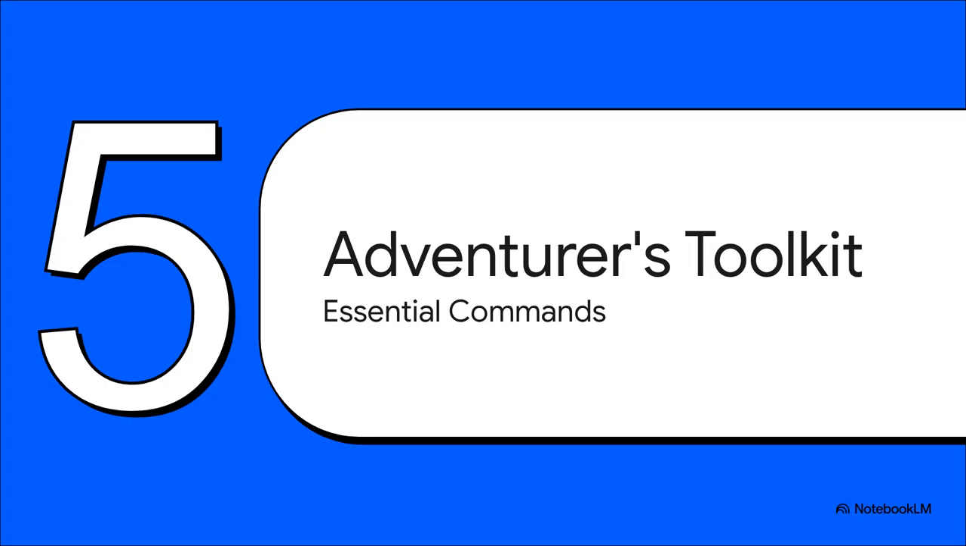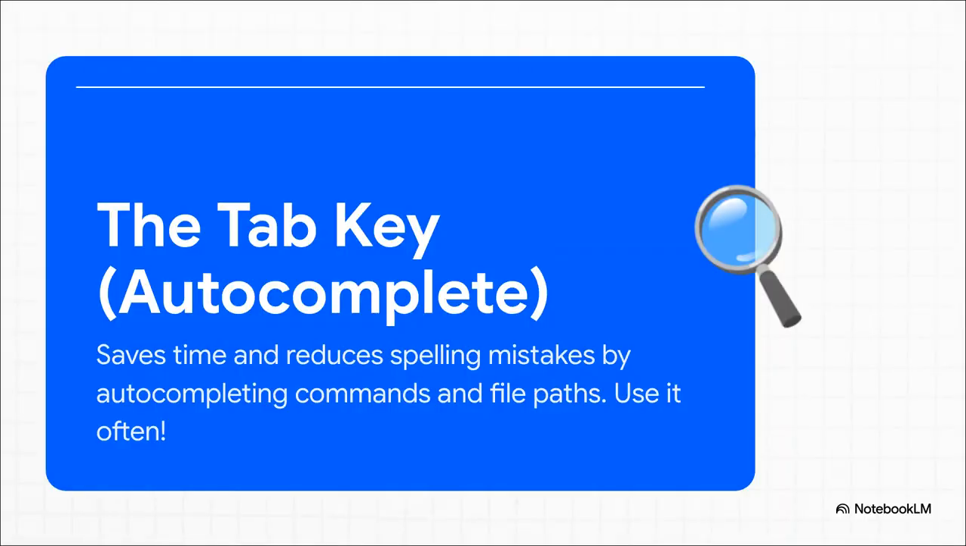Now that you're in, every good adventurer needs a toolkit, right? A few essential items for survival. So let's quickly cover a few spells that are going to make your journey way, way easier. First up, say hello to your new best friend, the Tab key. Seriously, you start typing a command or a file name, you hit Tab, and boom, the terminal finishes it for you. It's a massive time saver, and it gets rid of typos, which can be a total quest killer. You're going to want to use this constantly.